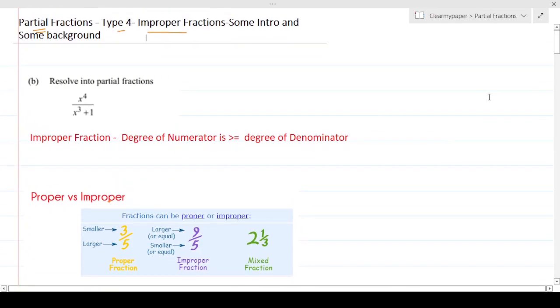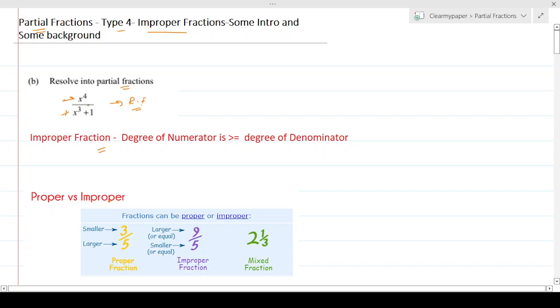So what are improper fractions? Let's do a quick recap. We already covered this in detail in a different episode, but let me give a quick recap of what an improper fraction is. In the context of partial fractions, we have a rational expression, which is nothing but the ratio of polynomials in the numerator and denominator.